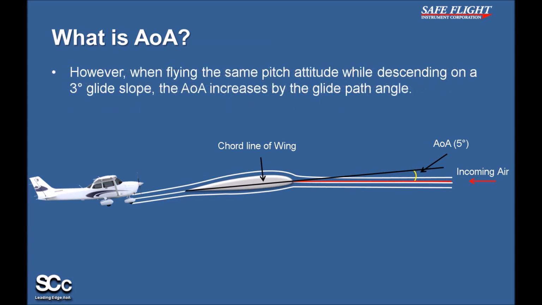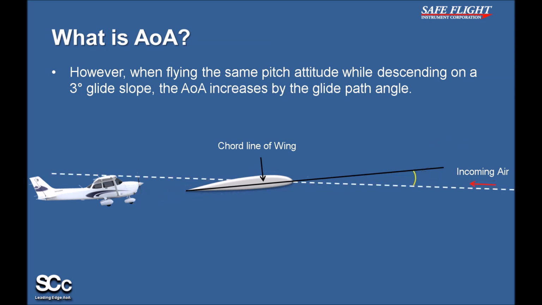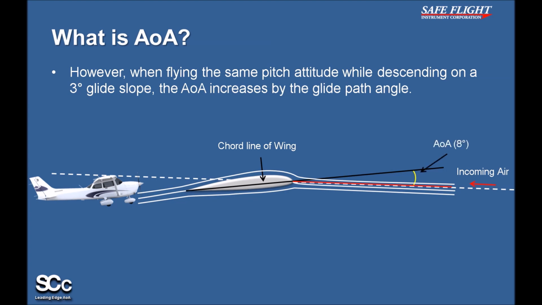However, when flying the same pitch attitude while descending on a 3-degree glide slope, the AoA increases by the glide path angle. As you can see, the dotted line is the 3-degree glide slope, and you can see that when you're on a glide slope, the incoming air has a different direction. This increases the angle of attack by the angle of the glide slope, changing the 5-degree angle of attack to 8 degrees.